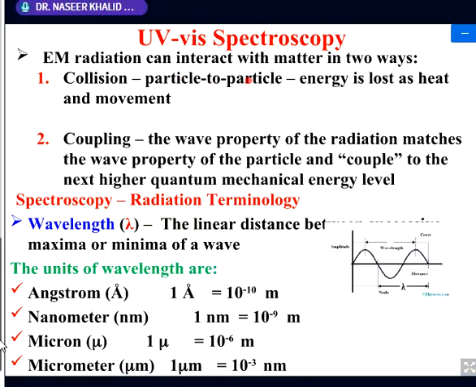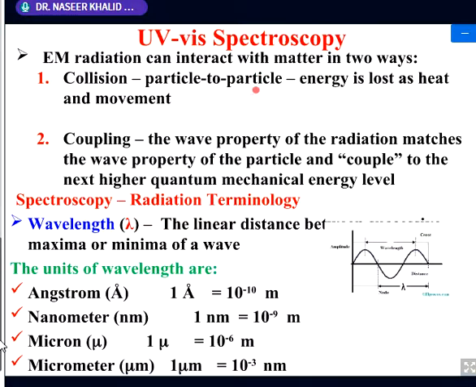On colliding with another particle, energy is lost as heat and movement. For example, a particle of higher energy, when it collides with another particle of low energy, transfers its energy from the high energy particle to the low energy particle. So some heat transfer is taking place. When heat is transferred to the low energy particle, its movement will increase, meaning its kinetic energy will increase. This is the process called collision.